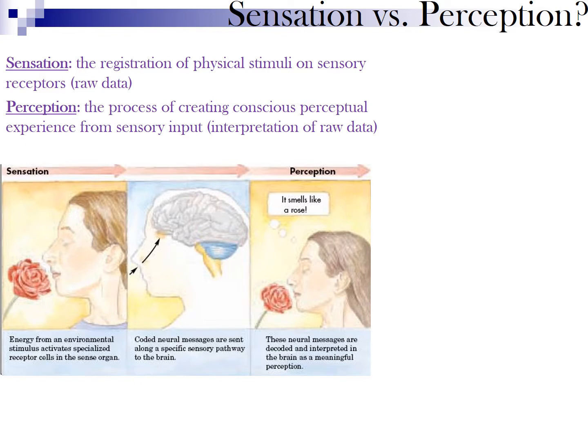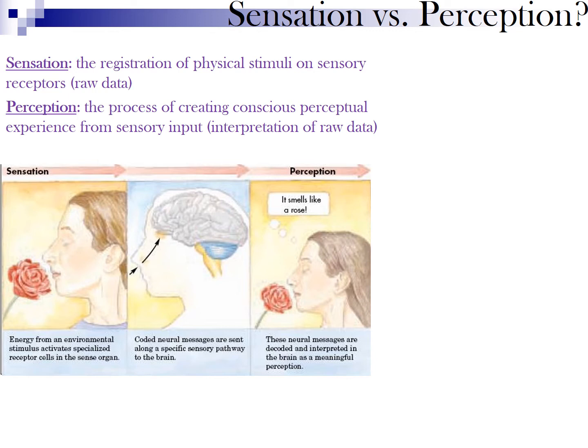Perhaps you're aware that sensation refers to the registration of physical stimuli on our sensory receptors, while perception refers to the process of creating a conscious perceptual experience from this sensory input. In other words, sensation can be thought of as the raw data regarding a stimulus, whether it be light waves, sound waves, or chemicals in our food, drinks, or even in the air, while perception is our interpretation of that raw data.